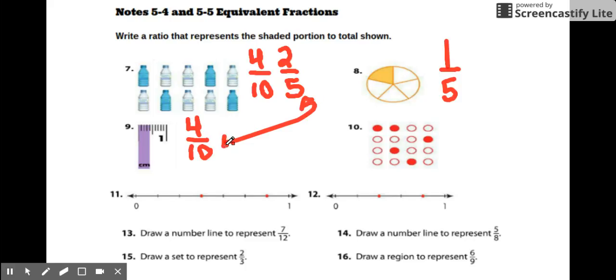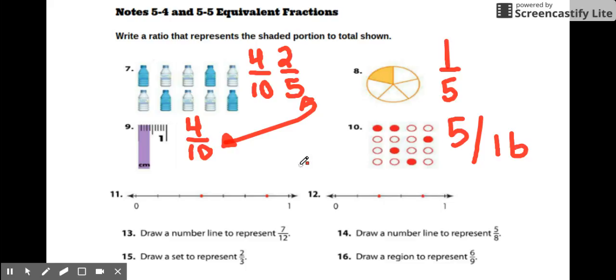And then try number 10 on your own. Count the shaded dots, and then count the total number of dots. And then if you can simplify it, do so. You should have gotten 5/16, which cannot be simplified.